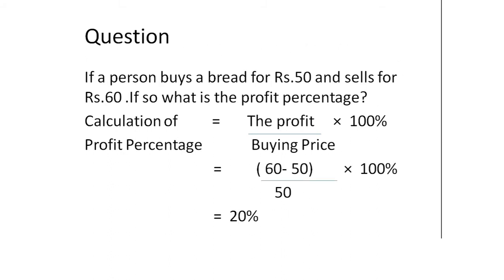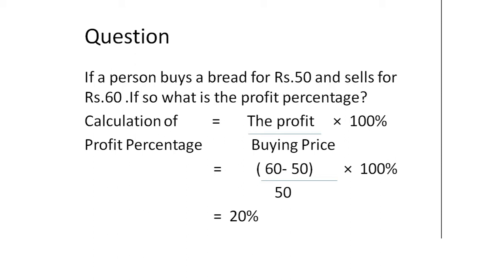Now we are going to discuss that one. If a person buys a bread for 50 rupees and sells it for 60 rupees, what is the profit percentage? First we have to find the profit. He bought at 50 rupees, sold at 60 rupees. What is the profit? 60 rupees minus 50 rupees. But a very important part is we have to write the profit as a fraction of the buying price. So the profit is 10 rupees, buying price is 50 rupees. So 10 over 50 is the fraction.